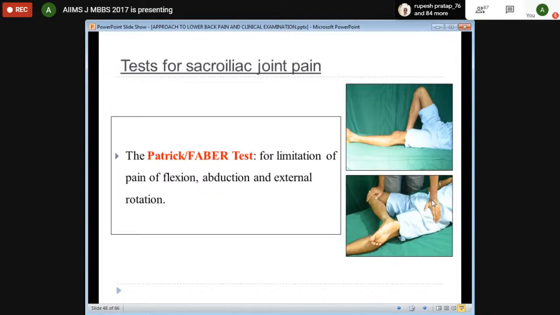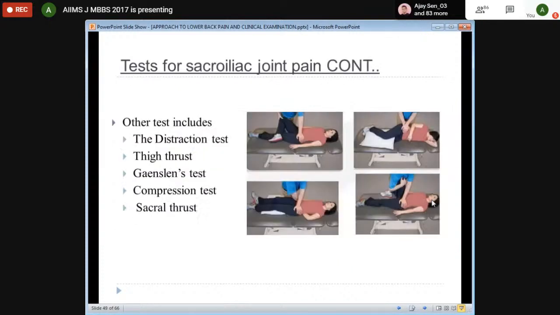So for this, the most common test at your level will be the FABER test or Patrick test. FABER stands for flexion, abduction, external rotation. So you test in the same manner: you flex the knee, abduct the hip, and externally rotate. So the final position will be with the right side below. Other SI joint tests are the distraction test, thigh thrust, Gaenslen test, compression test, and sacral thrust. Once you go into clinical examination, you learn these gradually.